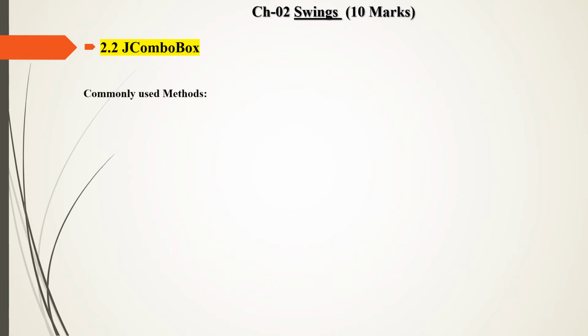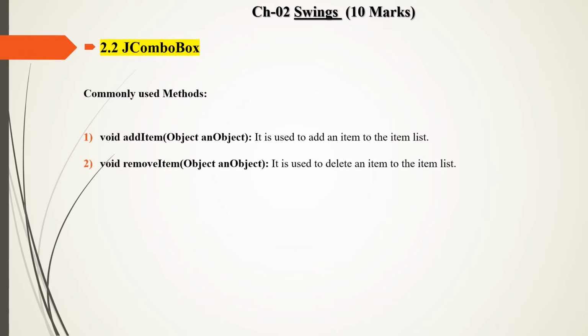Next we have some common methods related to the combo box. First method, void addItem, which has one parameter, an object of the Object class. It is used to add an item to the item list. Second method, void removeItem, which has one parameter, an object of Object. It is used to delete an item from the item list. Third method, void removeAllItems, which does not have any parameter. It is used to remove all elements from the list.